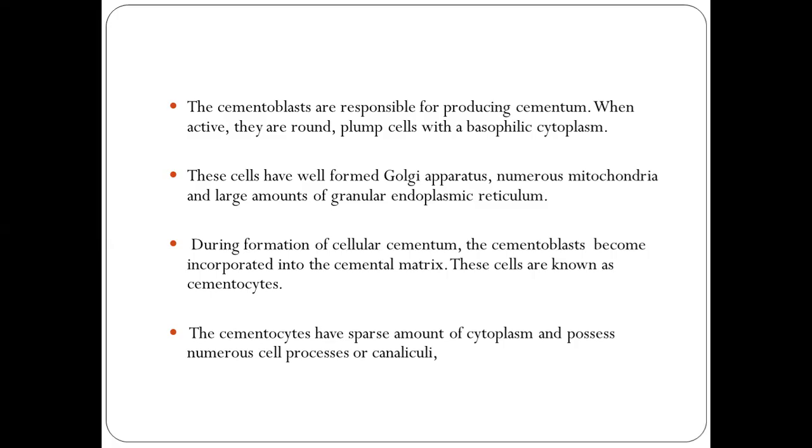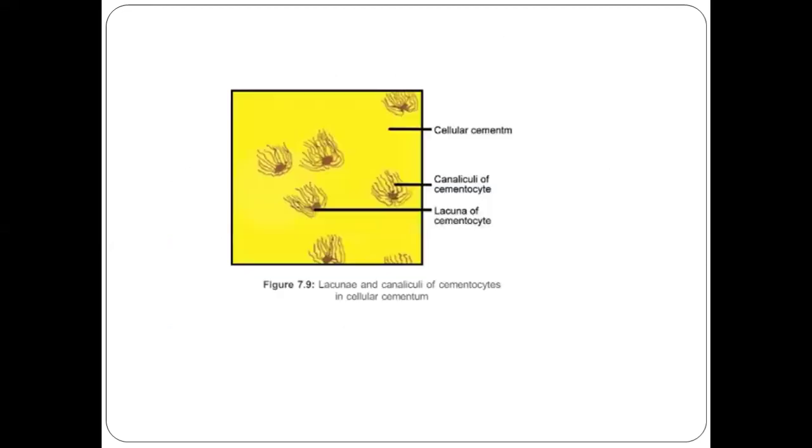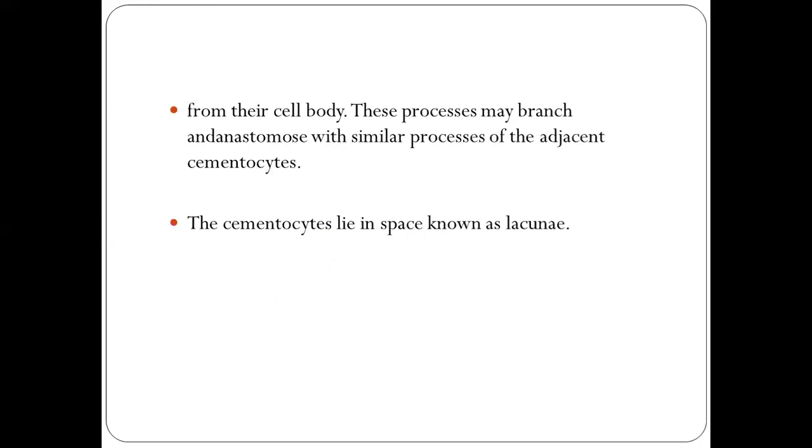During formation of cellular cementum, the cementoblasts are incorporated into the cemental matrix. These cells are known as cementocytes. These cementocytes have a sparse amount of cytoplasm and numerous cell processes or canaliculi. So this is the diagram of the cellular cementum, which is showing cementocytes with canaliculi, and these cementocytes are found in the lacunae.